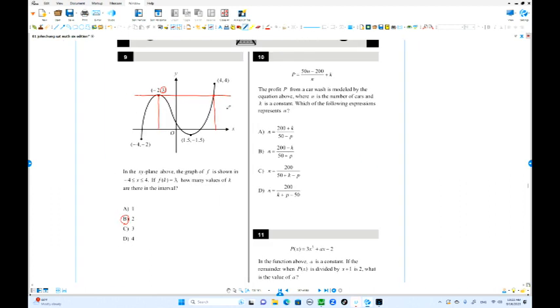Here is number 10. P equals 50n minus 200 over n plus k. But we're going to express what? N in terms of the other variables. So we have many n's over here, right? So we multiply n on both sides. So p times n equals 50n minus 200 plus k times n again. You have n over here, n over here, n over here, right?